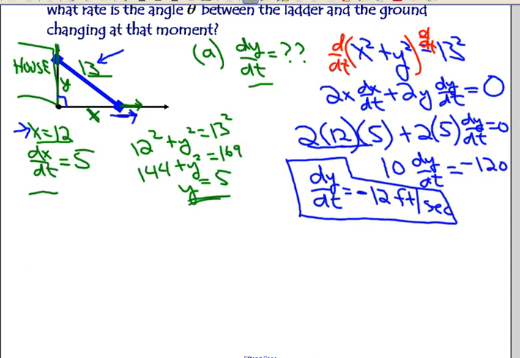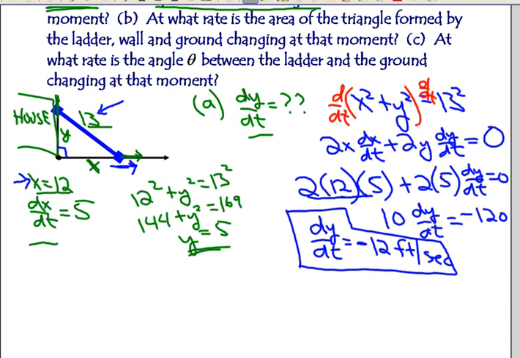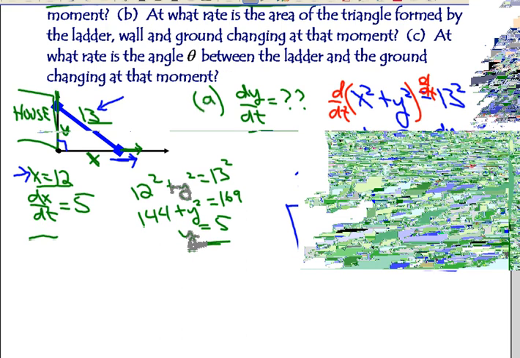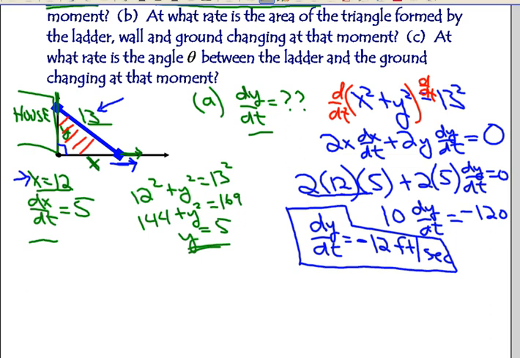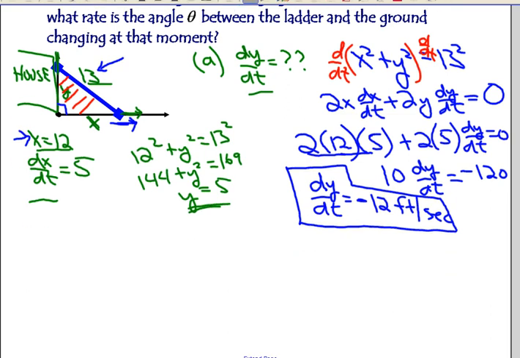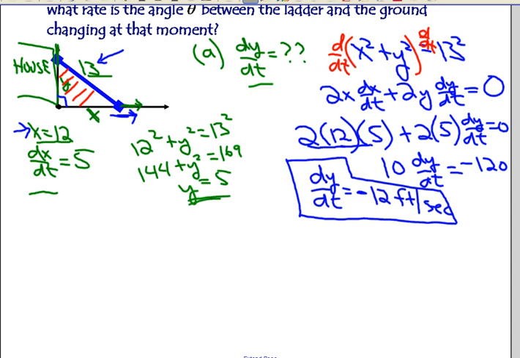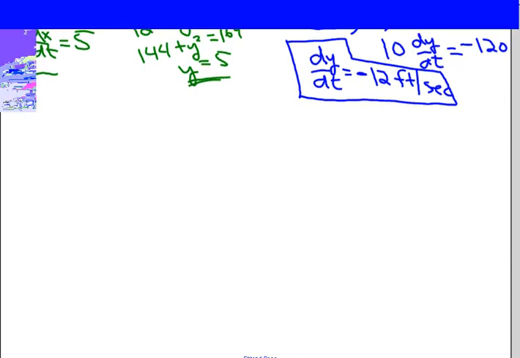Let's see if we can move on and get part B. Part B, let's read it, and then we'll be ready for it. At what rate is the area of the triangle formed by the ladder, the wall, and the ground changing at that moment? So you come back here. I won't color this in too much because we've got a part C. We see the triangle. Okay, area of the triangle. So now we're ready for part B. Let's give ourselves just a little bit more space. So part B, area of the triangle.